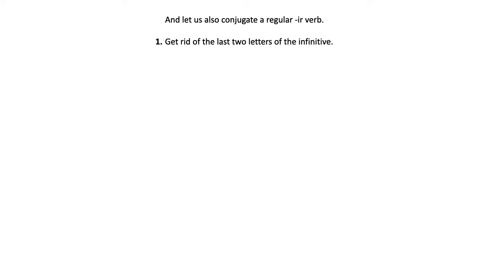Okay? Now let us conjugate a regular verb from the third group, from the ir group. The procedure is the same, right? You're probably getting the hang of this already. First, we need to get rid of the last two letters of the infinitive, and I want to use this verb, which is very important and happens to be a regular ir verb, vivir. It means to live, vivir. So let's get rid of those letters.